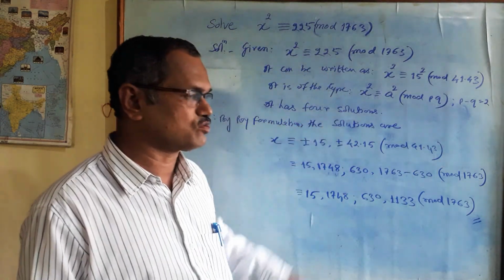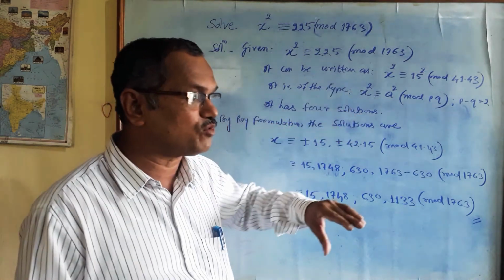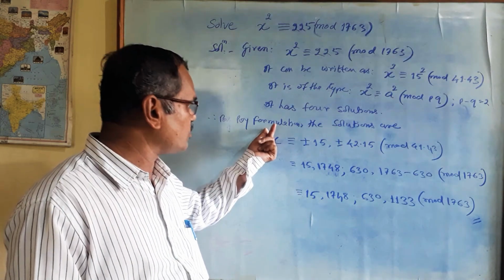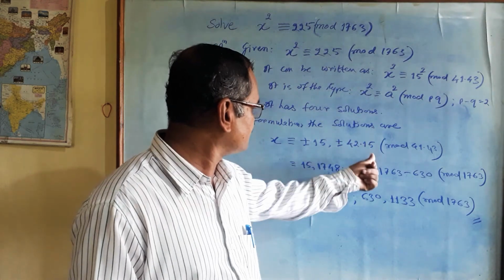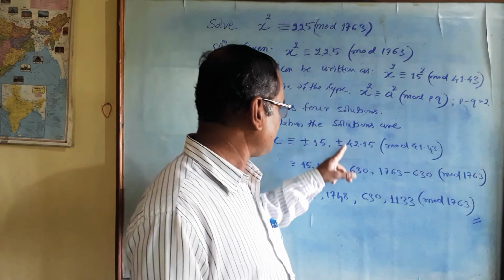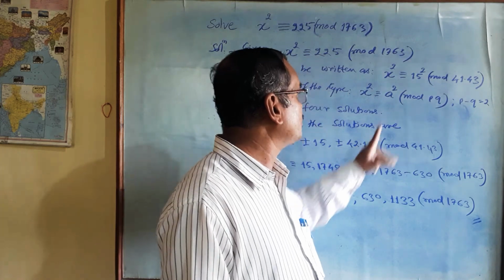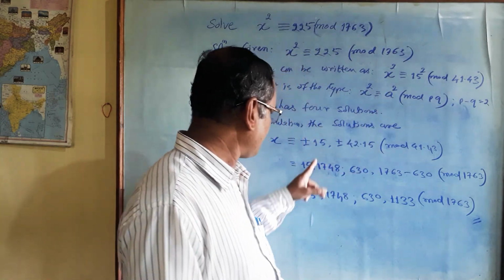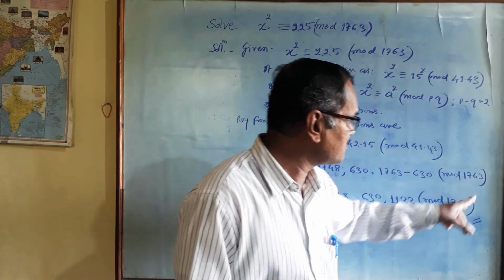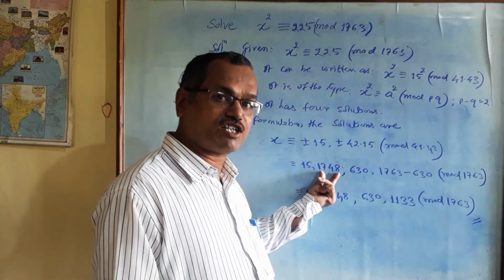Then what are the solutions? Here we are deriving these 4 solutions by a formula derived by Professor Roy. That's called Roy formulation. So by Roy formulation, the solutions are given by x equal to plus minus a, that means plus minus 15, and plus minus the middle number between 41 and 43, which is 42, into a, which is 15. So the first value is 15, and the other is 1763 minus 15, that means 1748.